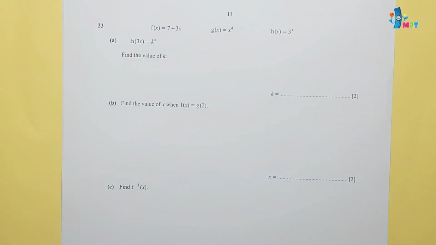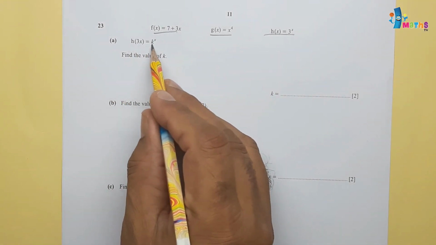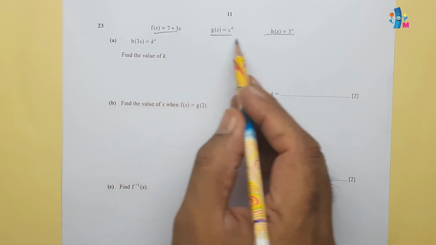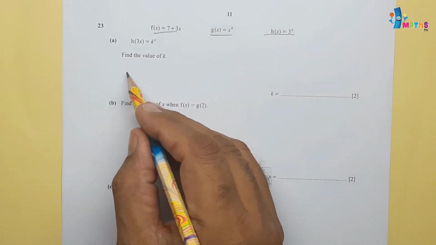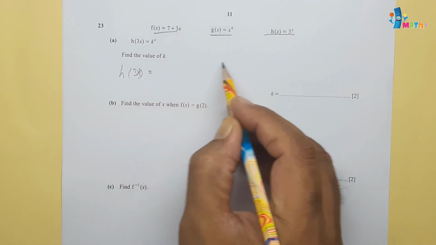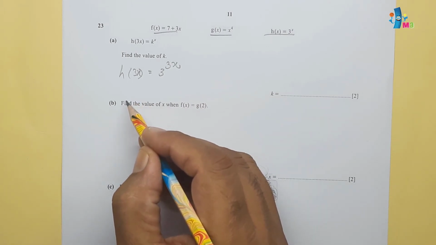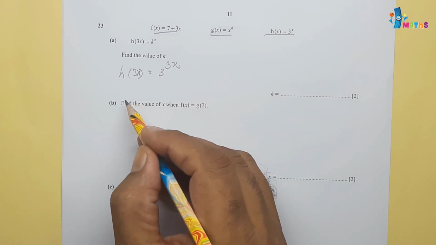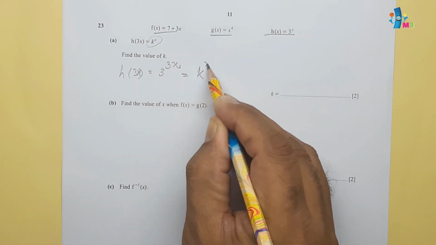Next question, number 23, is a functions question, saying f of x is equal to this one, g of x, and h of x is given. H of 3x is equal to this, so h of 3x means writing this one, so we can write h of 3x will be equal to 3 raised to the power 3x, which is equal to k of x, as it's given.